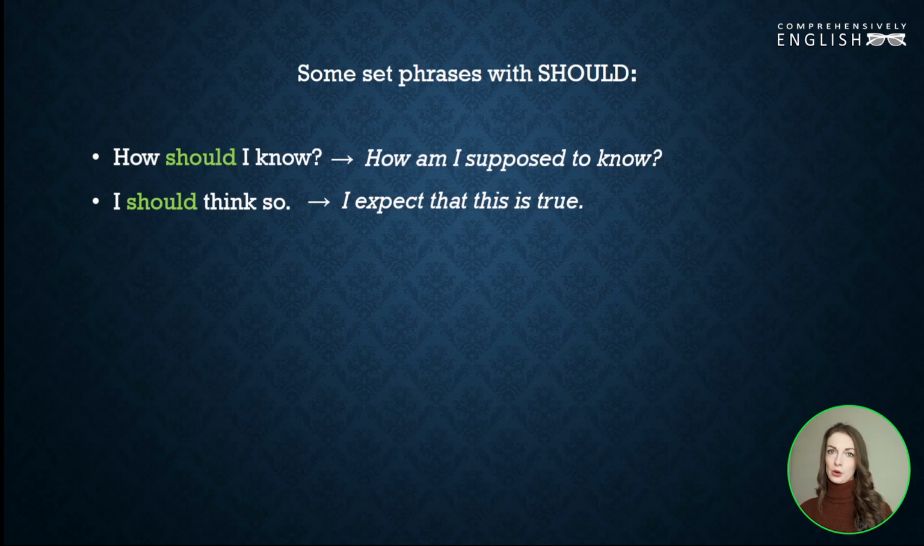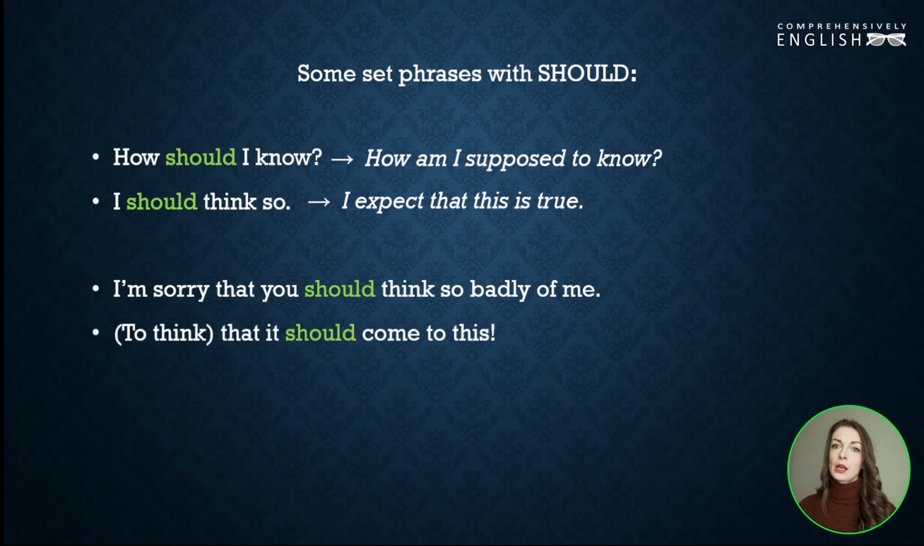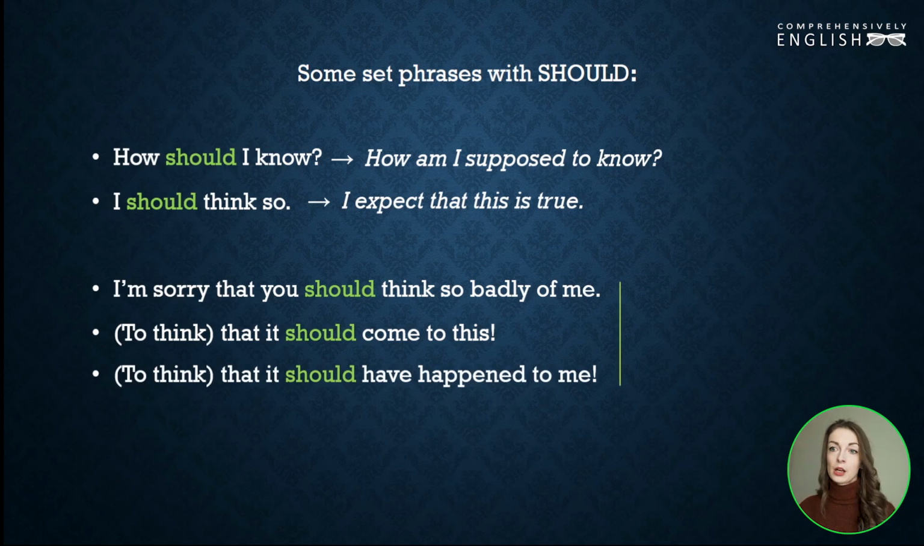I should think so. I'm sorry that you should think so badly of me. To think that it should come to this, to think that it should have happened to me. What do we see in these sentences? We see an empty should in these phrases. Should doesn't express advice or suggestion. It doesn't express accusation. It just states the situation as it is. It's similar to the should that we use in subjunctive sentences.